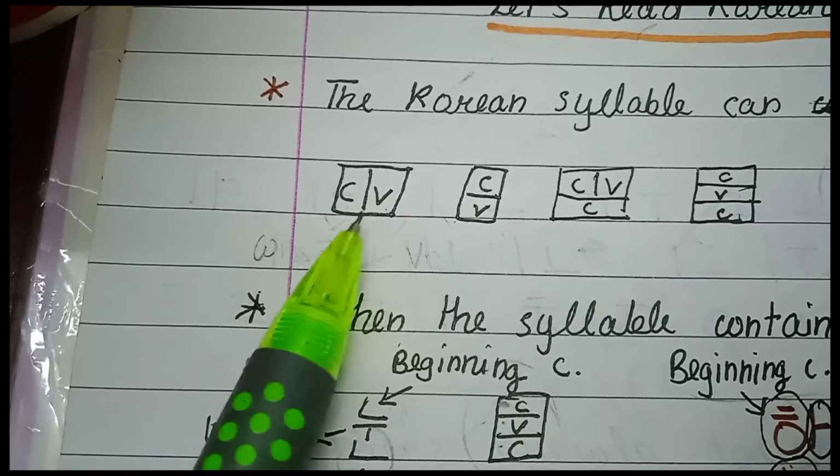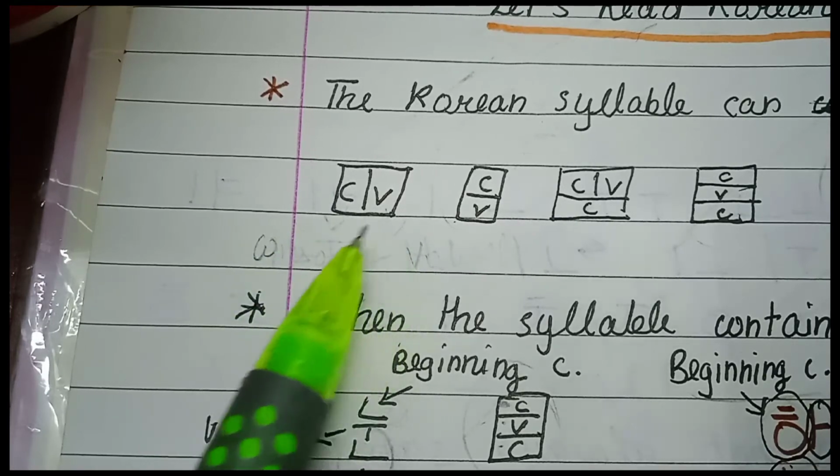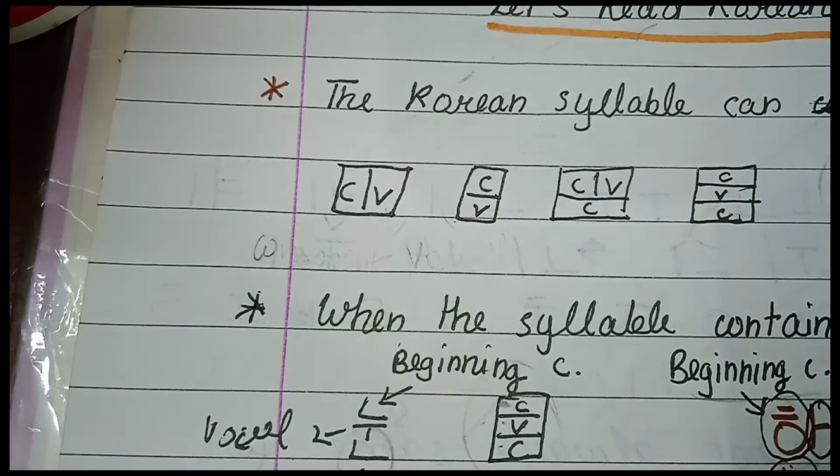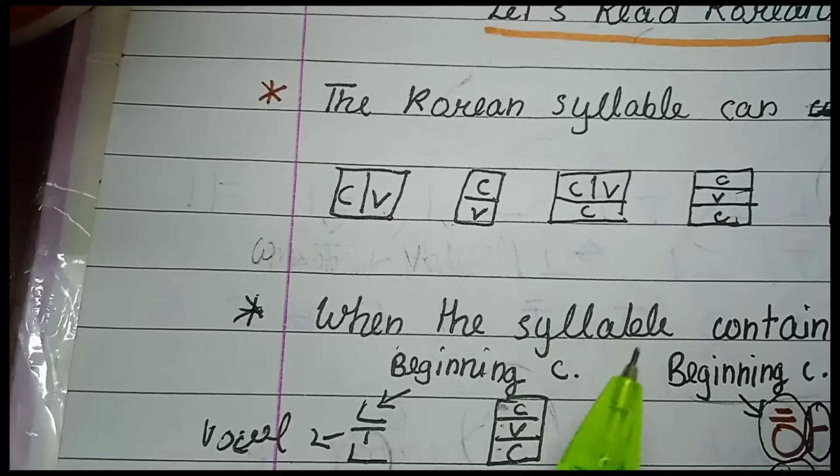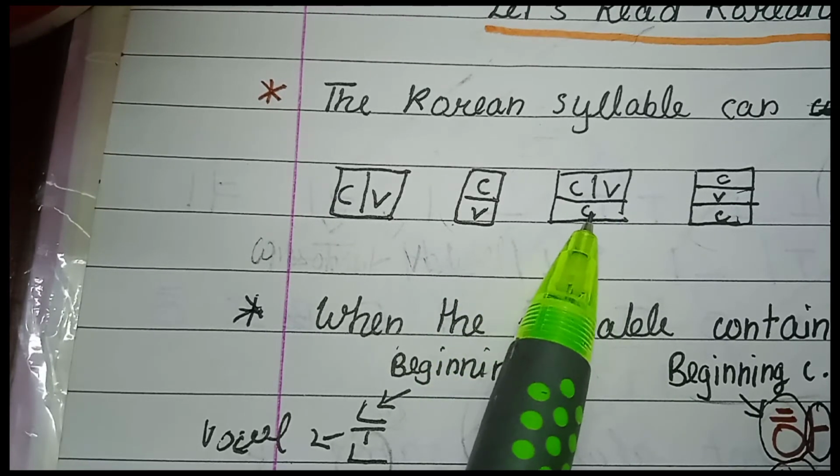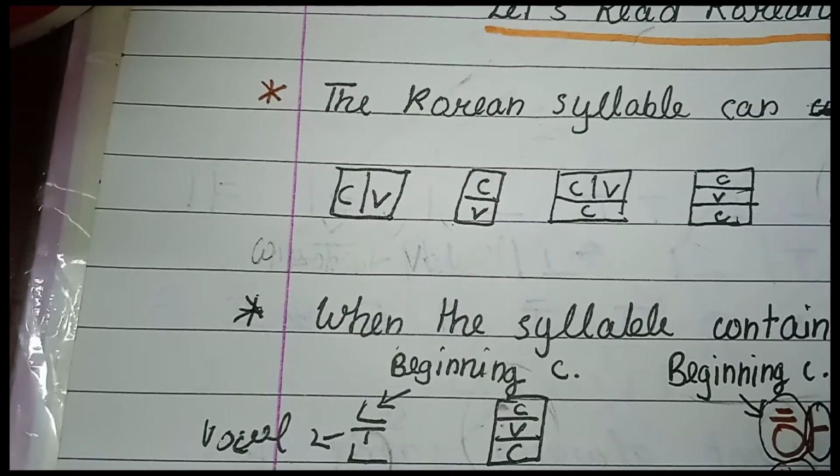It has a beginning consonant and a vowel. So the first you see, C, that is the beginning consonant placement. I will show you this complete structure, labeled: what is the beginning consonant, what is the vowel, and what is the final consonant. And the final consonant is also known as Batchim.